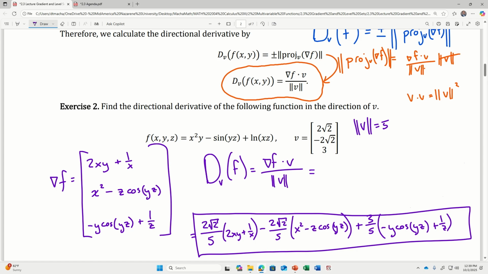And now if you tell me a point in 3-dimensional space, you give me the x, y, and z coordinates, I can calculate for you the directional derivative of the function f in the direction of v, in that vector direction, and tell you how quickly the function is changing in that direction at that point. Does it make sense what we're actually finding here?